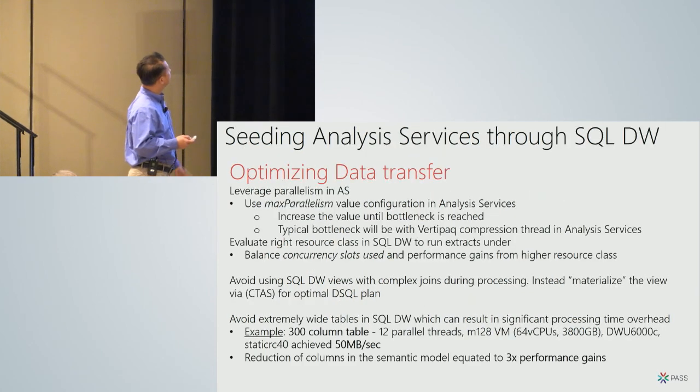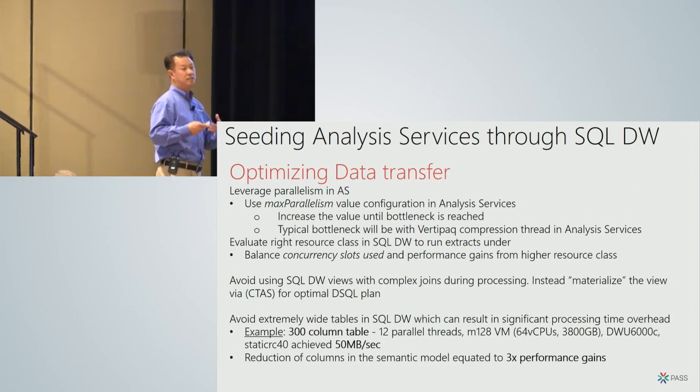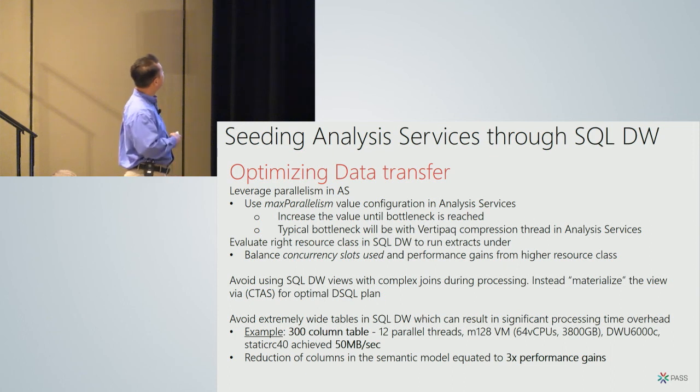And then optimization is obviously using parallelism as much as you can. With the data warehouse, you can scale out. You can have all these readers and writers. It scans really quickly. The problem is that on the Analysis Services side, you want to make sure that you leverage the max parallelism configuration, so it increases until the bottleneck. And typically what we're seeing as the bottleneck is VertiPaq. So when the data is ingested into Analysis Services, the process of compressing the data into VertiPaq is actually single threaded. That is the bottleneck that we're seeing right now with processing for Analysis Services, right? And then again, make sure that you get the right resources when you process it.